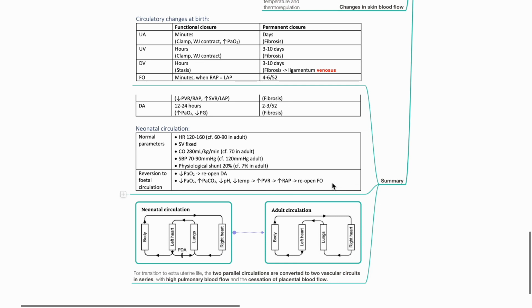For transition to extra-uterine life, the two parallel circulations are converted to two vascular circuits in series with high pulmonary blood flow and cessation of placental blood flow.